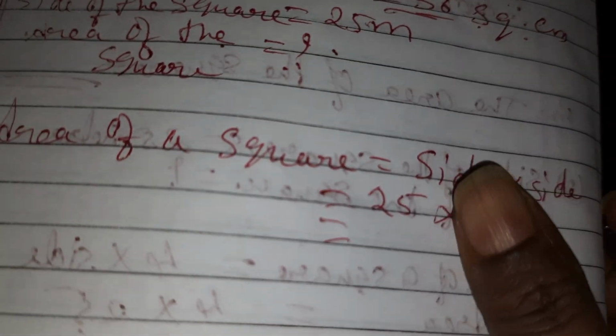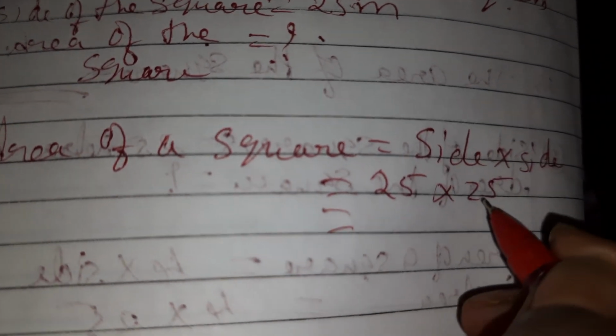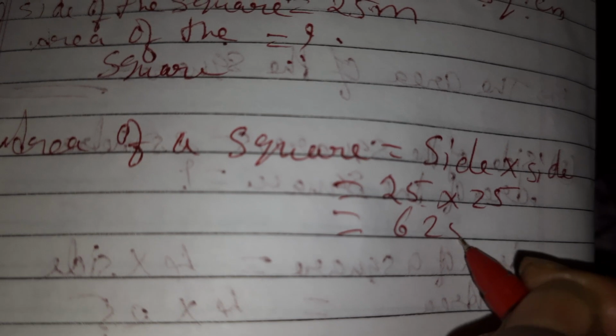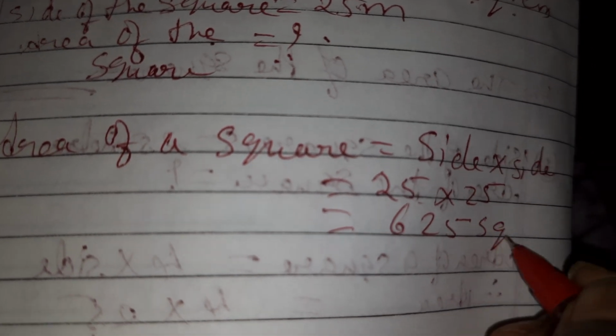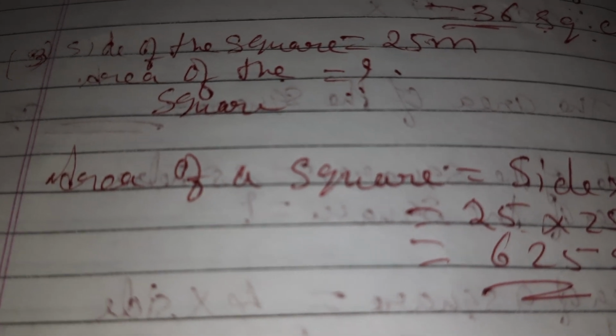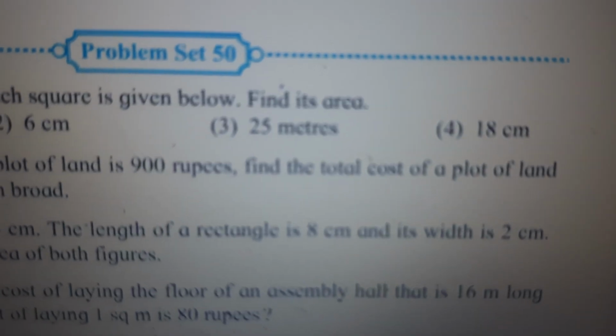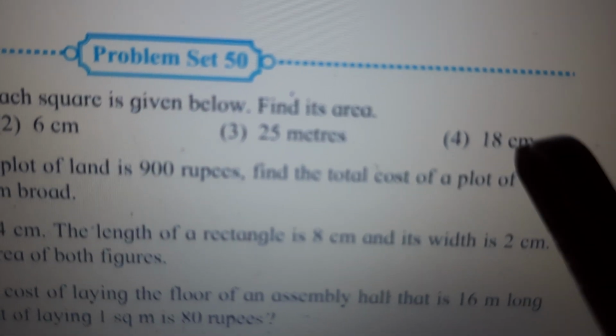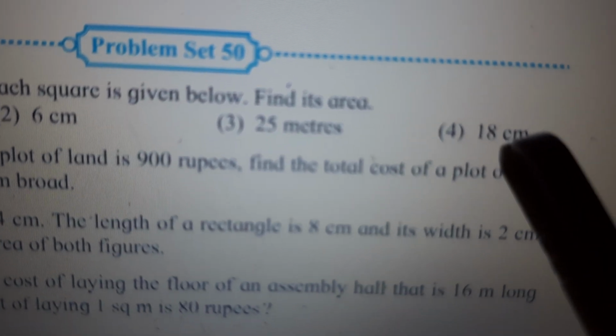So if you don't know the answer by heart, children, you multiply and you write down the table. If you don't know 25 into 25, it is 625 square meter. Okay, so this is how you have to find out. Now the fourth question is for homework, that is 18 centimeter.